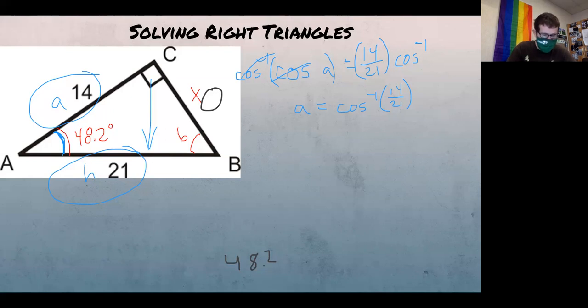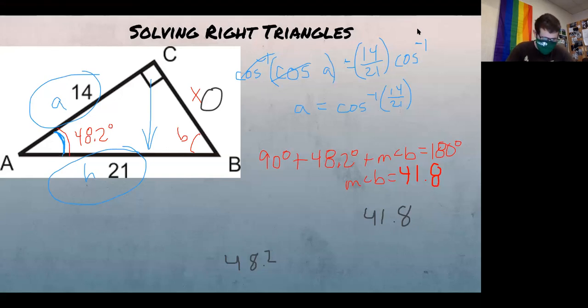So at this point, we do have 90 degrees plus 48.2 degrees plus measure of angle B equals 180. And you guys can fill that in. So there we go. We just solved, pretty straightforward. That second calculation is 41.8.